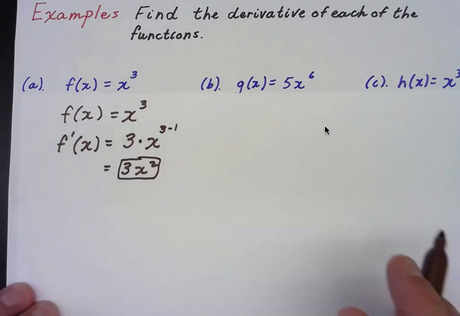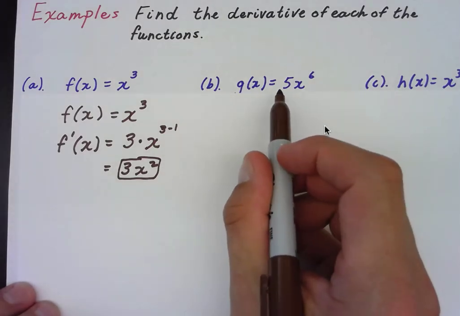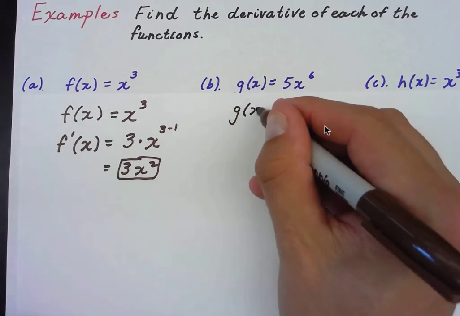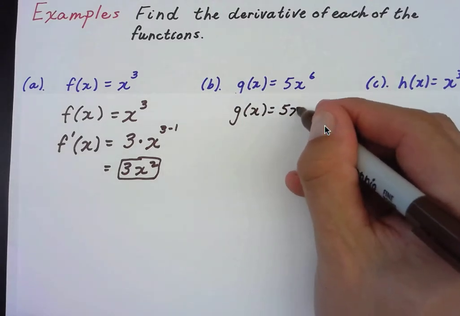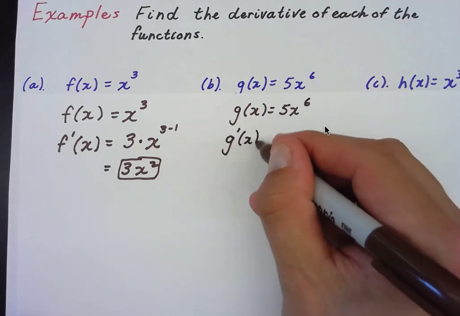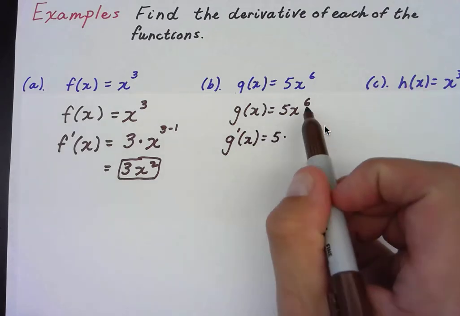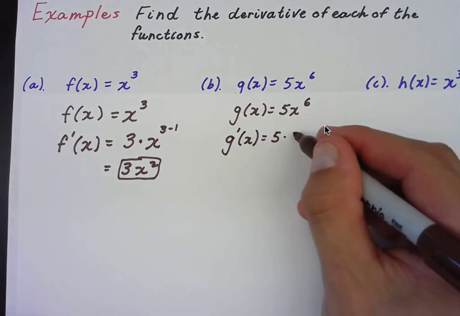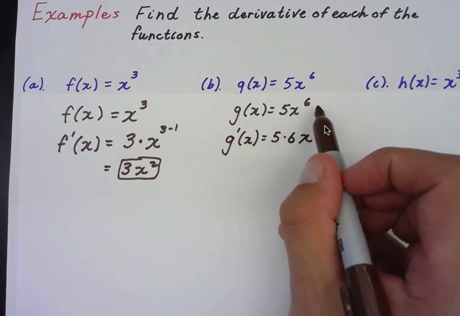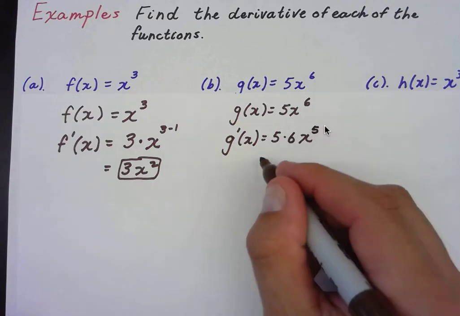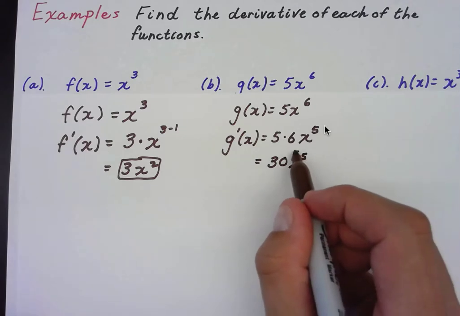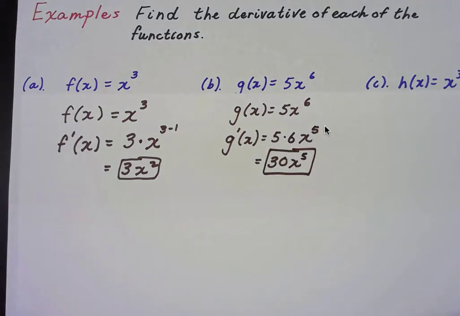It is 3x squared. Example 2, g of x is equal to 5x to the 6th power. So I'm going to go ahead and rewrite g of x, and that's 5x to the 6th. Now, what essentially you do is you just ignore the 5, so the derivative becomes 5 times, well, the power rule says bring the power out front, so 5 times 6 times x, and then you take the power and subtract 1. 6 minus 1 is 5. Okay, so you get 30x to the 5th. That is the derivative of 5x to the 6th.